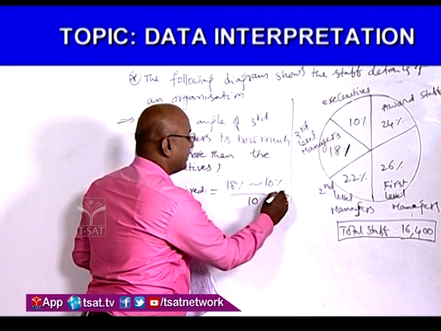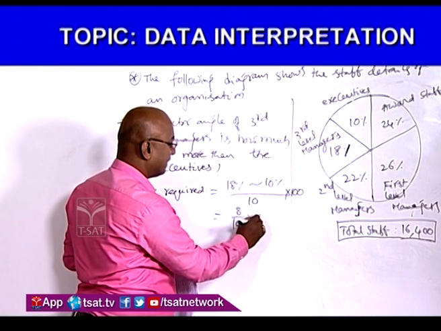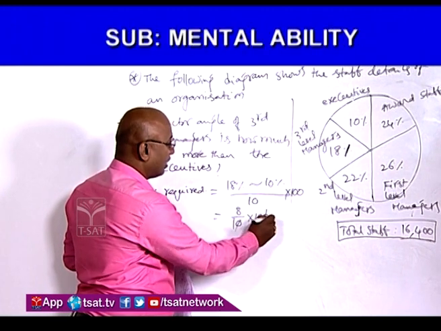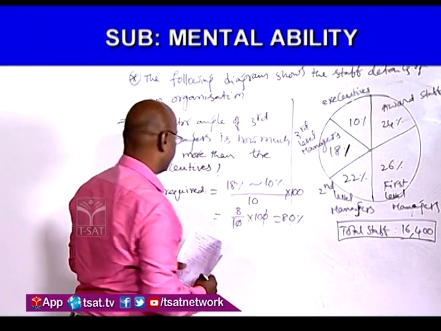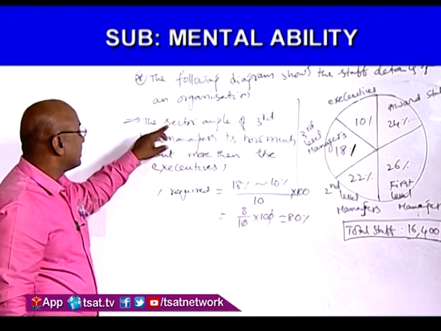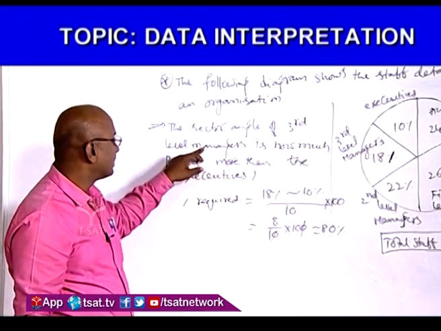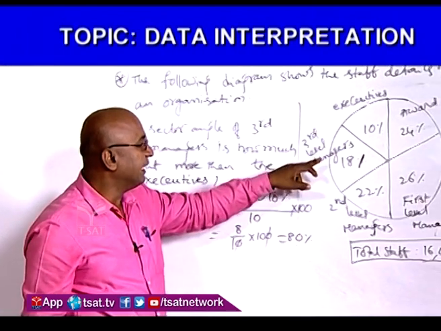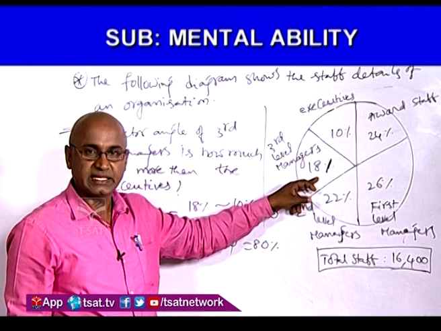8 by 10 into 100. So 8 tens are 80, so 80%. So the sector angle of third level managers is how much percent more than the executives? The third level managers are 80% more than the executives. Without doing the problem also we can say this answer.